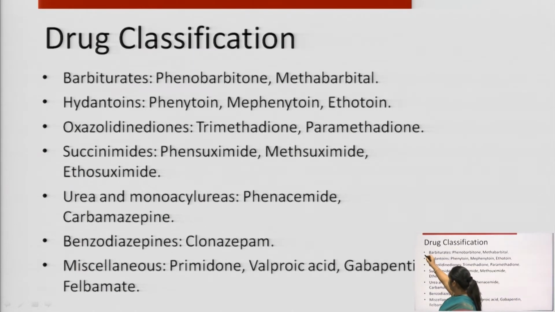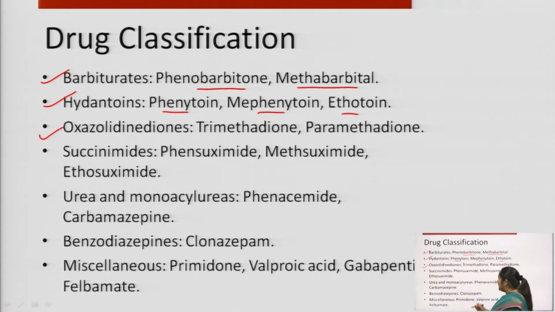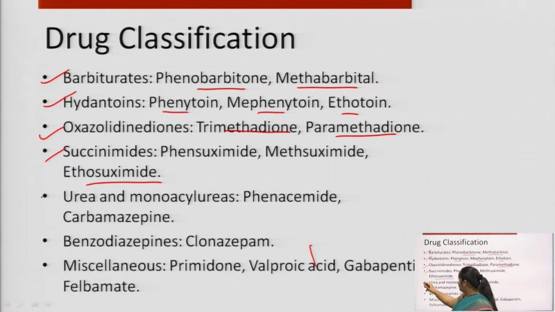Just as a revision, we have done the barbiturates, phenobarbital and methabarbital; hydantoin, phenytoin, mephenytoin and ethotoin; oxazolidinediones, where trimethadione was the first drug introduced for absence seizures, and paramethadione; succinimide, where we did the synthesis of ethosuximide as well. Further, we studied the structure activity relationship of urea and monoacyl ureas. Apart from that, we did the synthesis of carbamazepine.